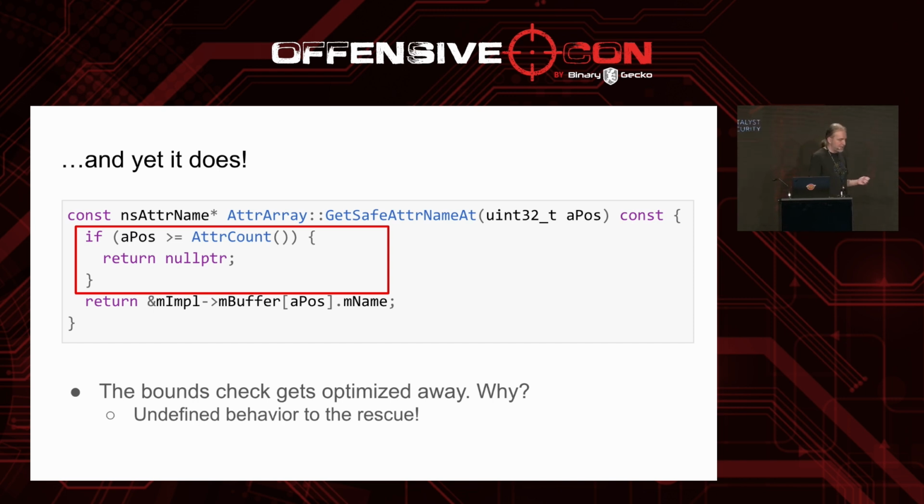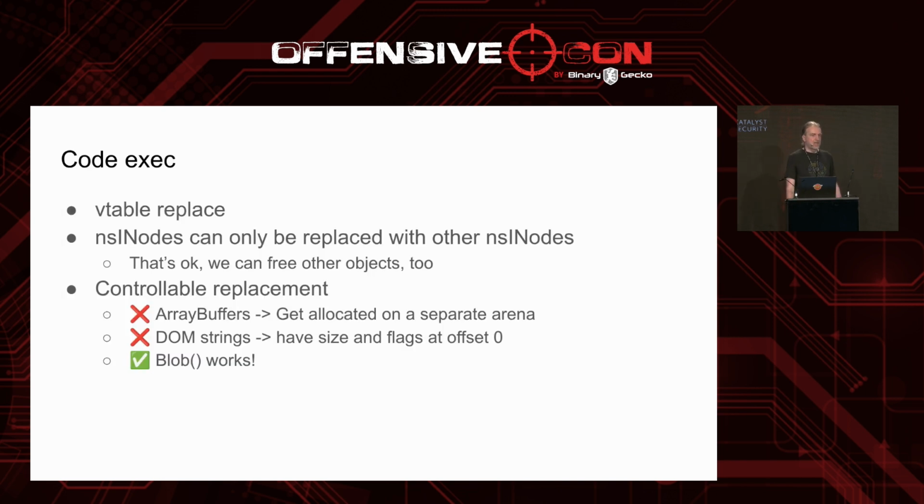is that if you have a bounds check and failing the bounds check results in a null pointer dereference and the compiler can prove it, then the bounds check gets removed. At least that is the case in the current version of Clang. So that was the info leak.